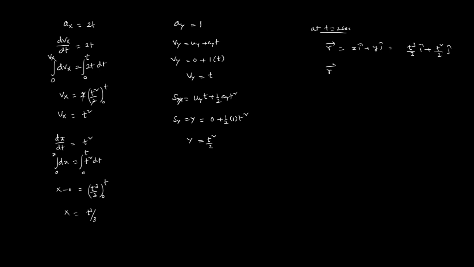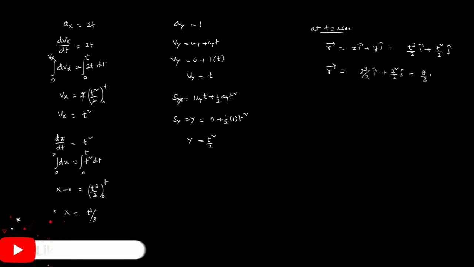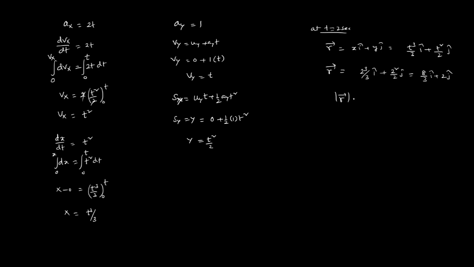Then what is r bar at t = 2 seconds? This is 2 cube by 3 i cap plus 2 square by 2 j cap, which is nothing but 8 by 3 i cap plus 2 j cap. They are asking for the magnitude. So the magnitude of r bar is root of (8 by 3) whole square plus 2 square.